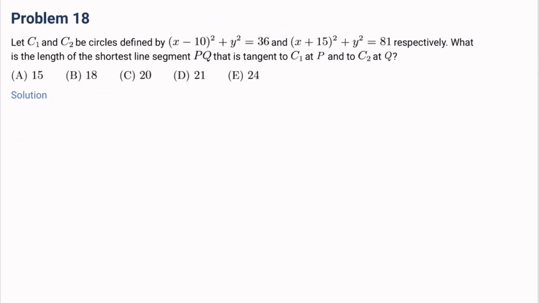Number 18. Let C1 and C2 be circles defined by x minus 10 squared plus y squared equals 36 and x plus 15 squared plus y squared equals 81 respectively. What is the length of the shortest line segment PQ that's tangent to C1 at P and to C2 at Q? So let's first draw a diagram here.